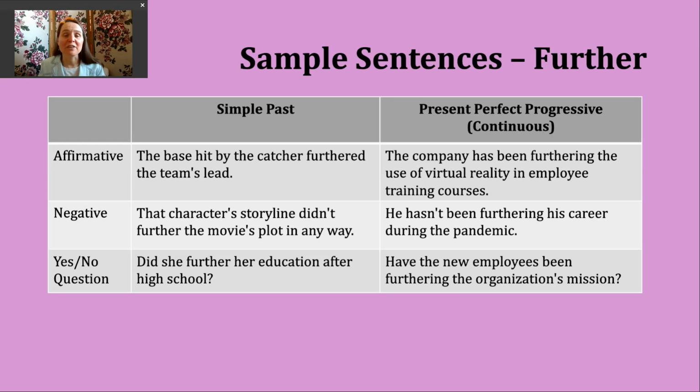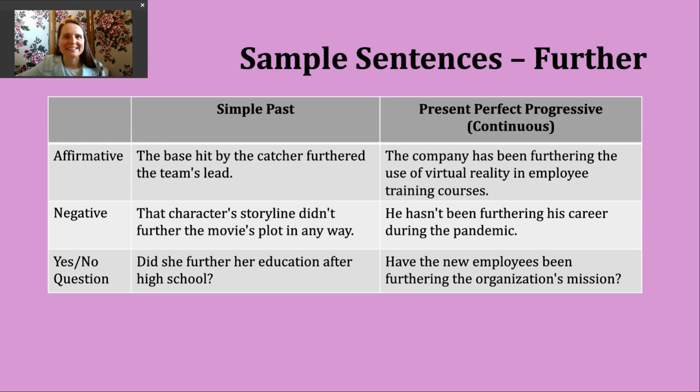I like using the 3 P's here to remind me that I need 3 parts to make this verb tense in the affirmative. So my first part is going to be have or has, depending on what my subject is. So I do need to pay attention to the subject here. Then I'm going to use the participle been, B-E-E-N, and then I'm going to use the ing form of the verb. Here's an example. The company has been furthering the use of virtual reality in employee training courses, right? So this might go back to that idea of promoting.